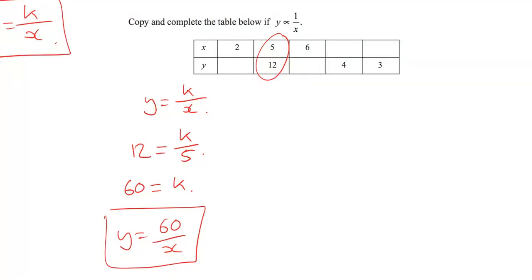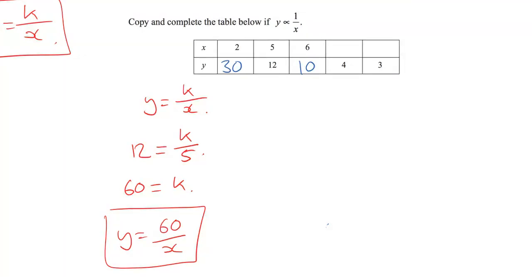So in that left-hand side space, we know that x is 2, so y is going to be 60 over 2. Well, y is going to be 30. In that next space, we have x is 6, so y is going to be equal to 60 over 6. Well, that's 10. So that one is relatively straightforward too. In the final two spaces in the table, it's a little bit more tricky.